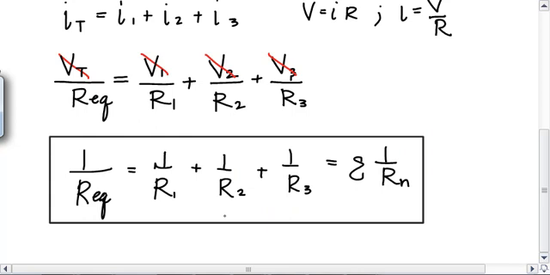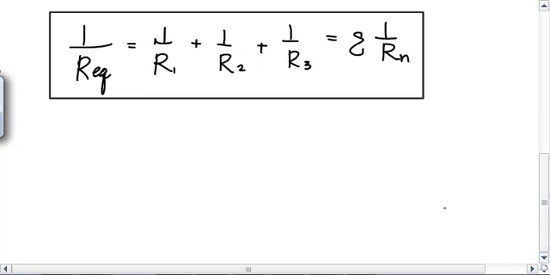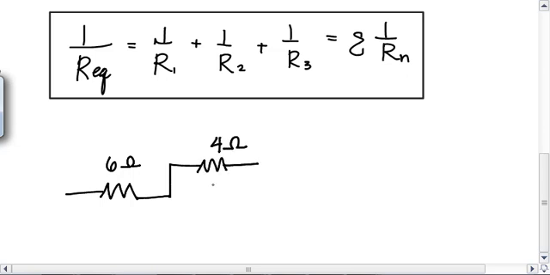Well, if you need to find the total current through a circuit, you have a great question, and I'm going to scooch down just a little bit. So let's say I have a 6 ohm resistor, and next to it, it's connected to a 4 ohm resistor, and in parallel with the 4 ohm resistor, I've got another 4 ohm resistor. Like that. Okay?